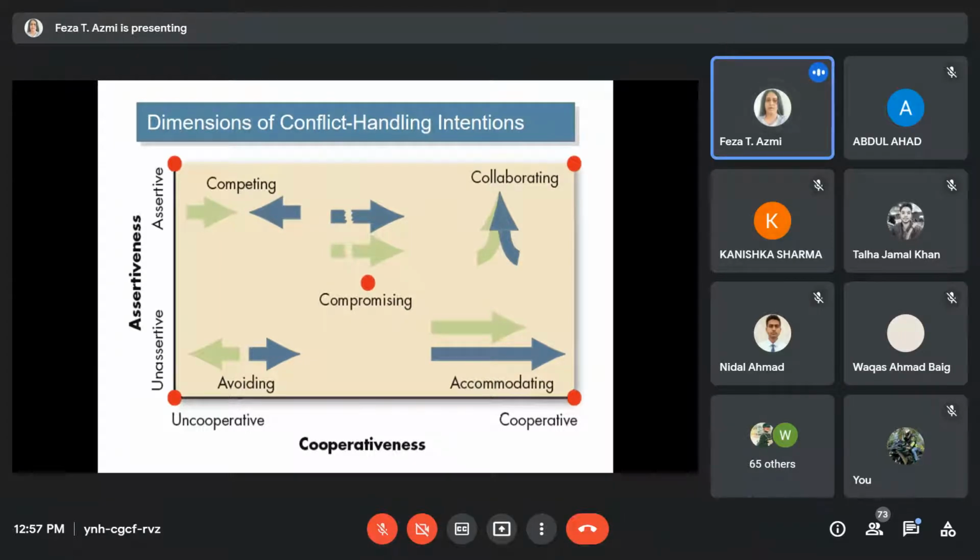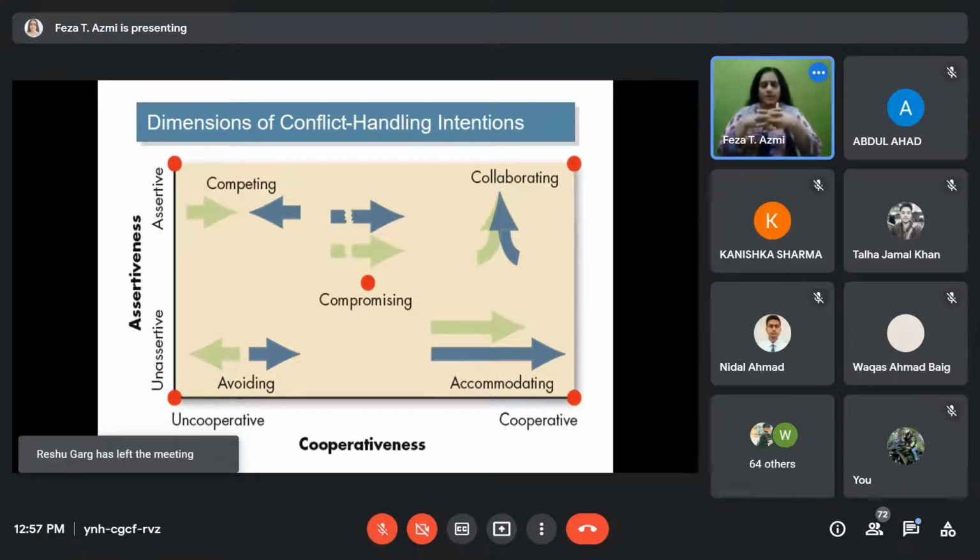Right. Sorry for that. So in competing, what is happening? It is high on assertiveness and it is low on cooperativeness. What is this strategy? And how good is it? And how bad is it?